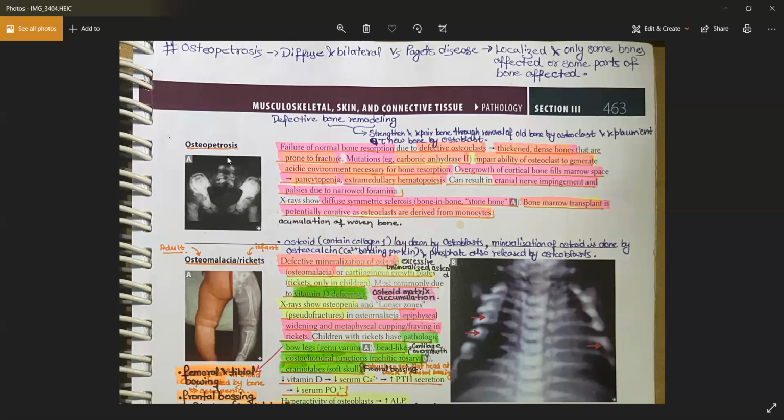The patient will have pancytopenia. He will have bleeding complications. He will be prone to infections. Anemia would be there. Fatigue would be there. Jaundice would be there, right? So these are other hints for osteopetrosis.